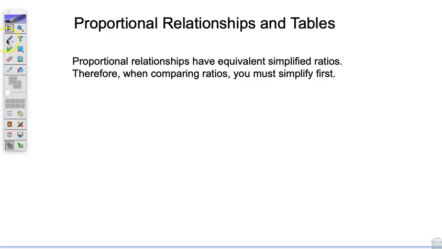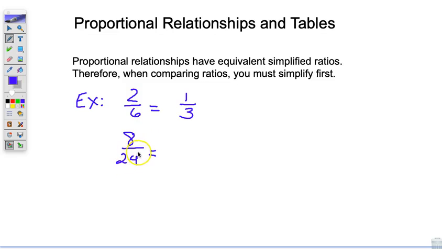So for example, let's take the fraction 2/6. You can reduce that to 1/3 by dividing both the numerator and denominator by 2. If you also have the fraction 8/24, you can also reduce that fraction by dividing both by 8 and getting 1/3. So you can see these two fractions, 2/6 and 8/24, both reduce to 1/3. So these fractions are equivalent. We can also view these as ratios, and they would also be equivalent.